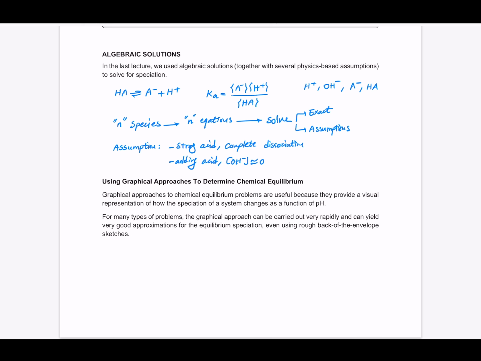In the previous lecture, we used algebra to solve the N equations derived for N species. N species means N unknowns, N concentrations to be known, so we need N independent equations. These equations we derived from mass balance, charge balance, and also equilibrium constants. But now we want to use graphs to figure out speciation at, for example, a given pH. So what would be the speciation?